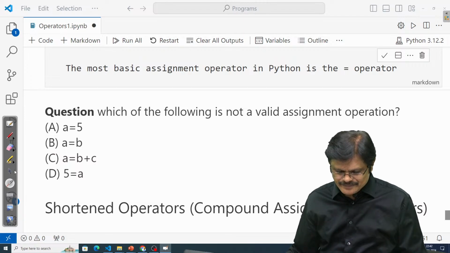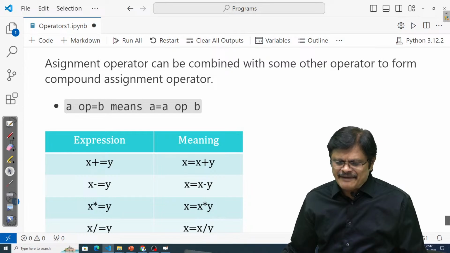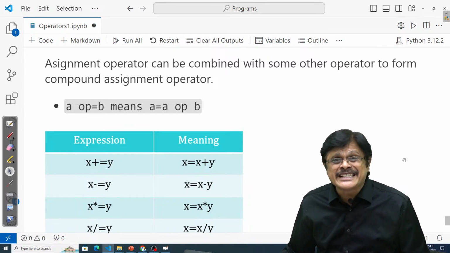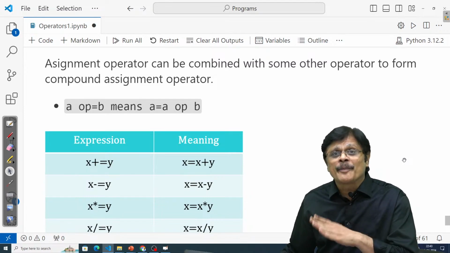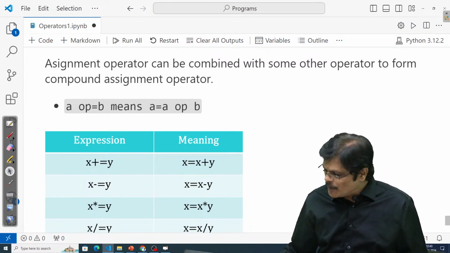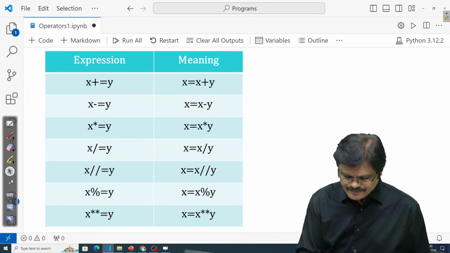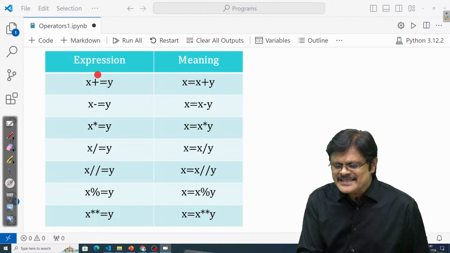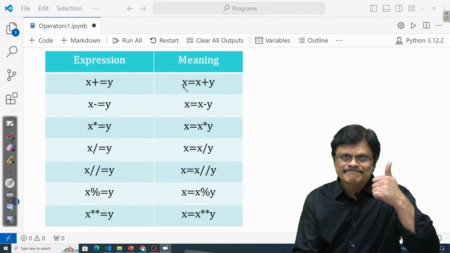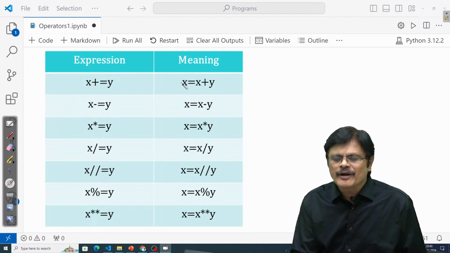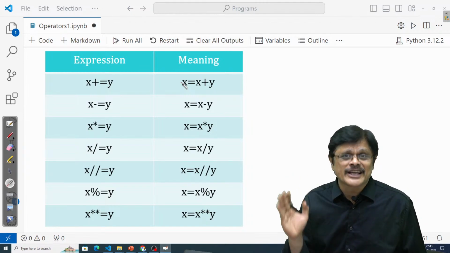Very good. And we also have the compound assignment operator. Whenever you have A operation is equal to B, what is the meaning of that? A is equal to A operation B. So we have these compound assignment operators. When you write X plus is equal to Y, what is the meaning of it? X plus is equal to Y means X is equal to X plus Y.